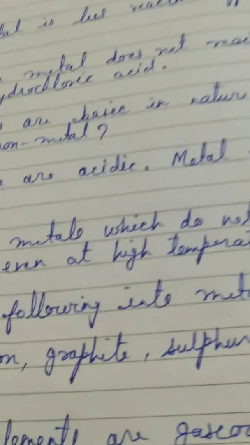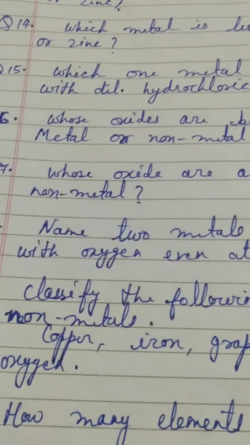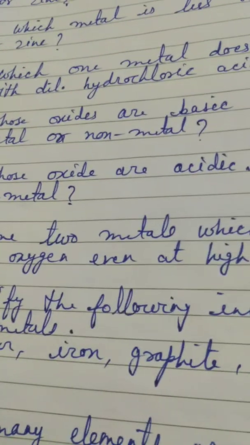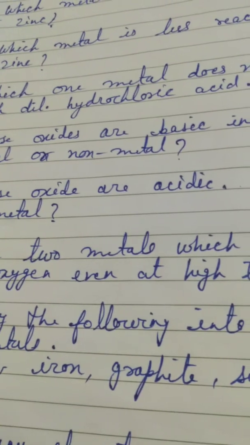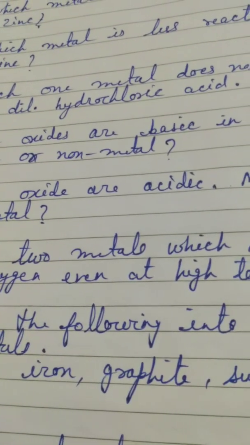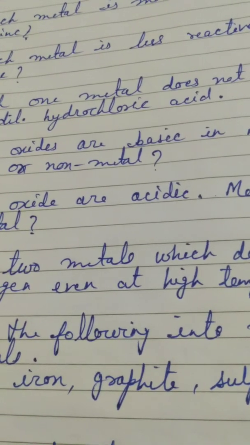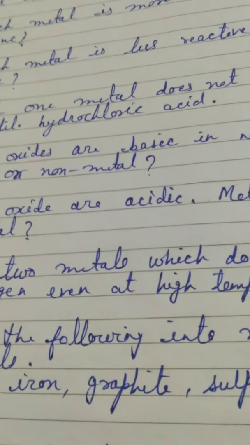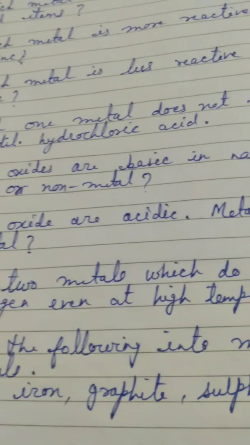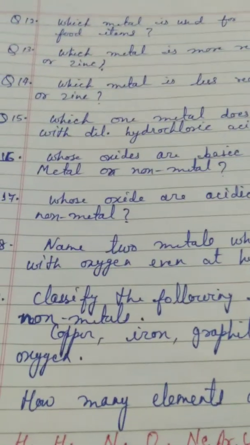Now, question 15, what is given here? Which one metal does not react with dilute hydrochloric acid? Actually, with dilute hydrochloric acid, noble metals will not react. So you can answer copper also. There are many more, like silver, gold, etc. But since one metal has been asked, just give copper, nothing else.